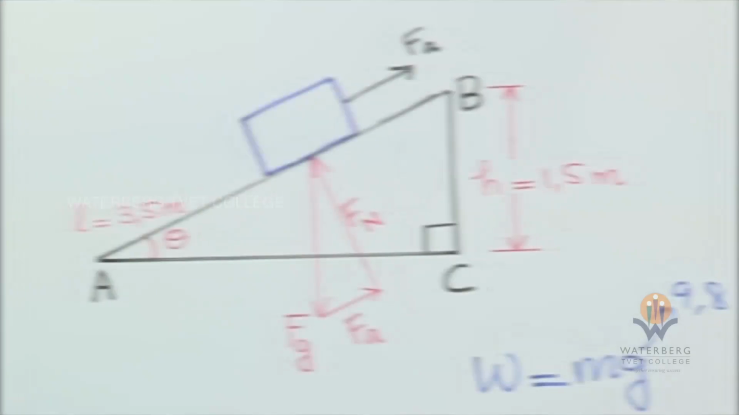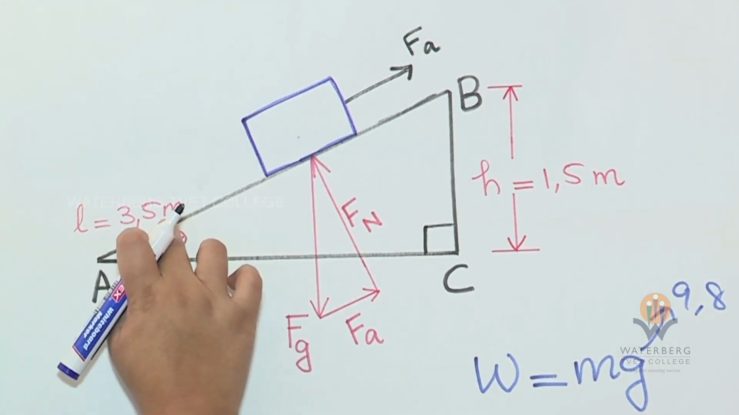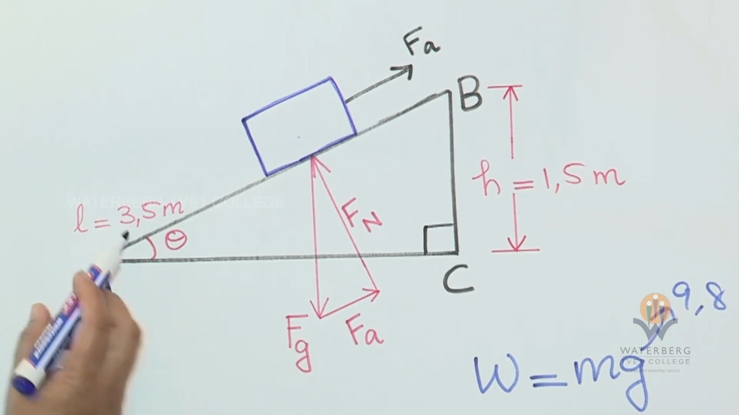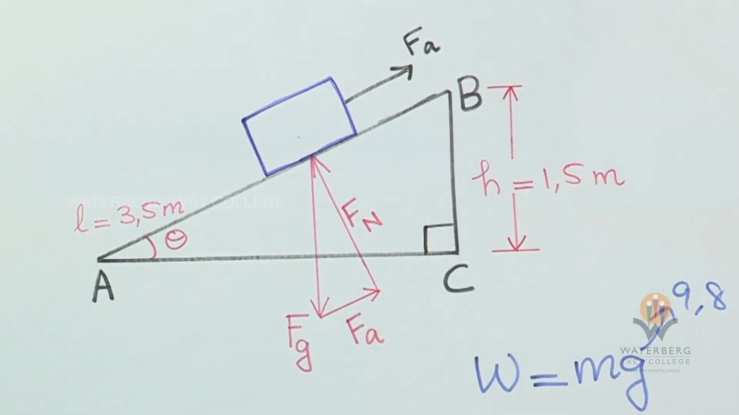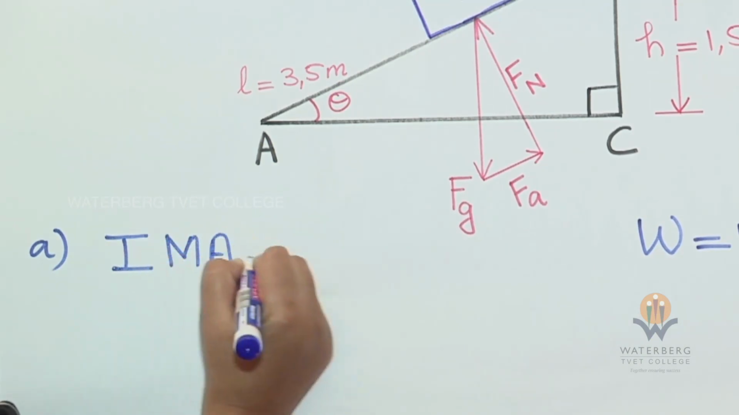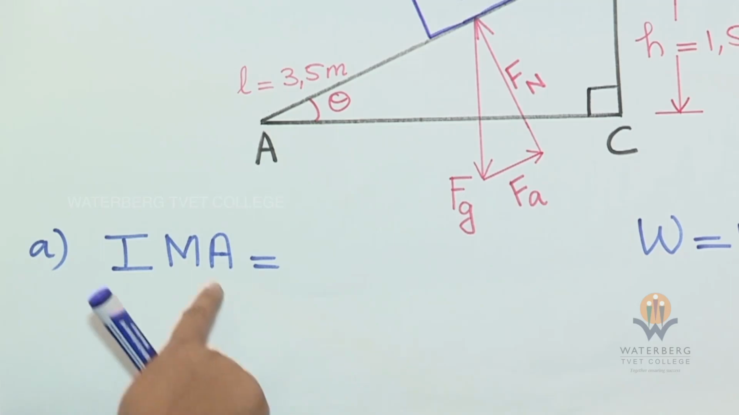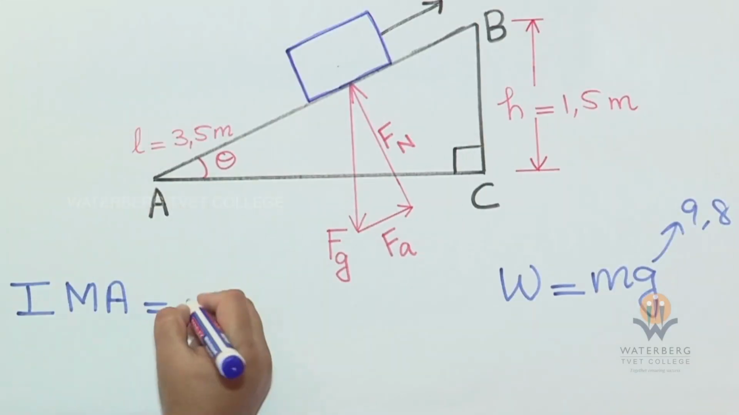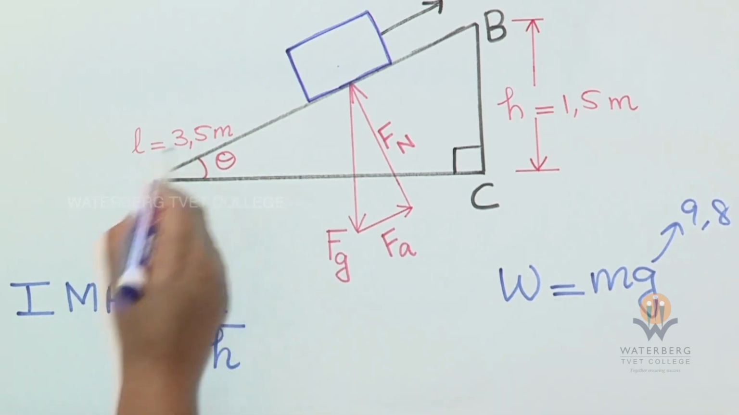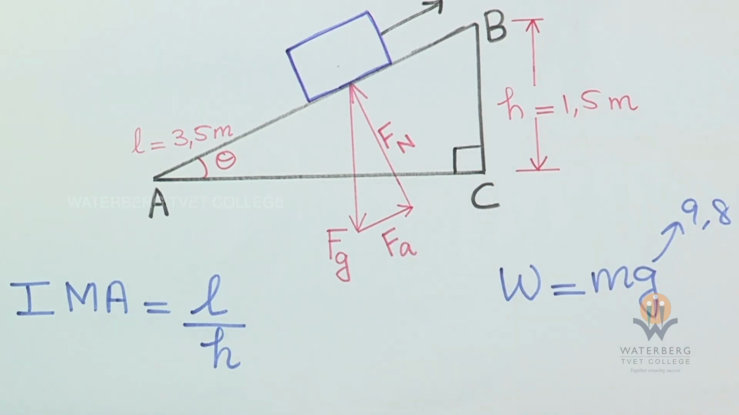It's moved up the ramp, and the length of the ramp, or the inclined plane, is 3.5 meters long, and the platform is 1.5 meters high. Our first question is to calculate the ideal mechanical advantage. Ideal mechanical advantage of an inclined plane is the length of the inclined plane over the height of the inclined plane. In this question, length and height are given, so it's a straightforward question.